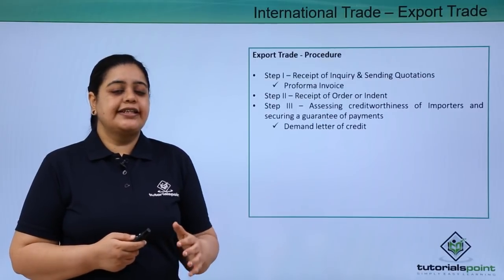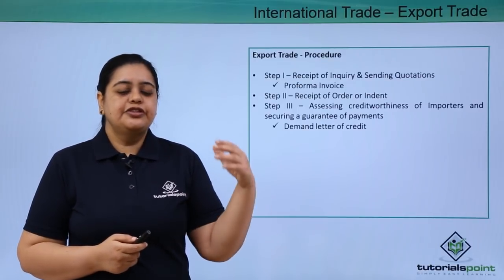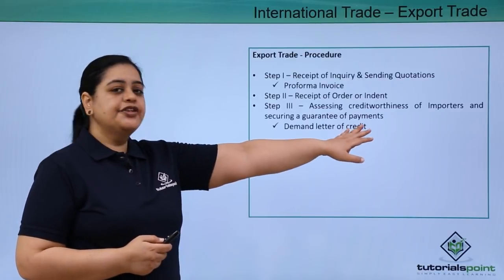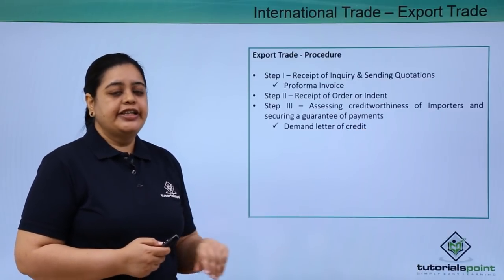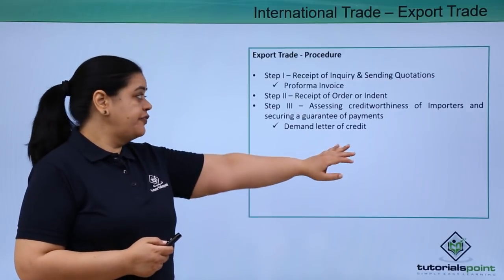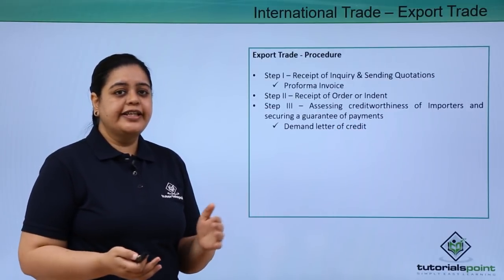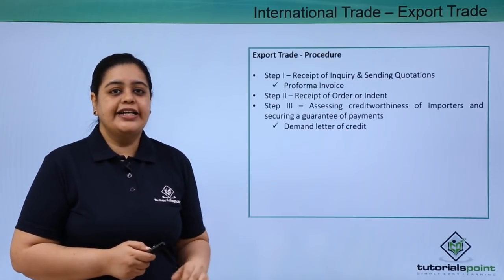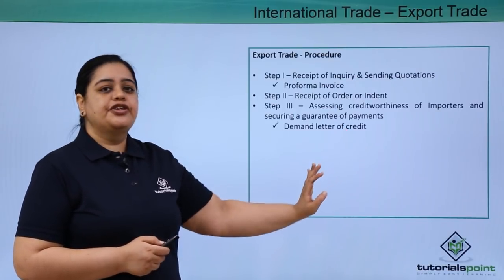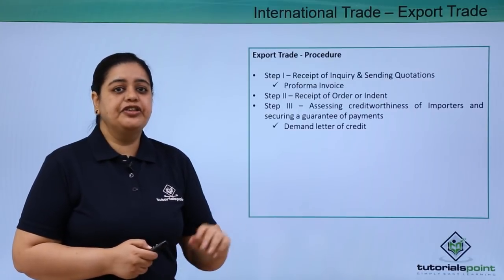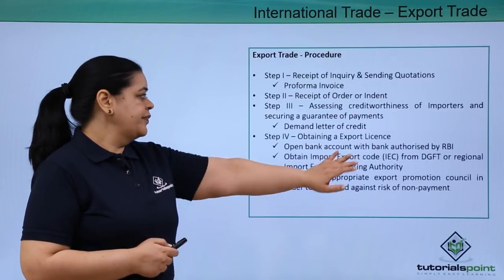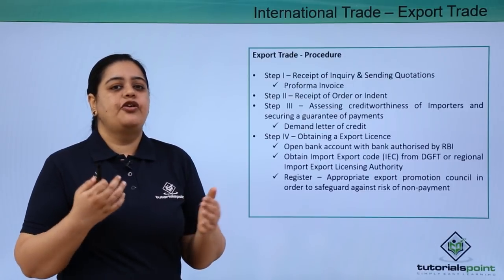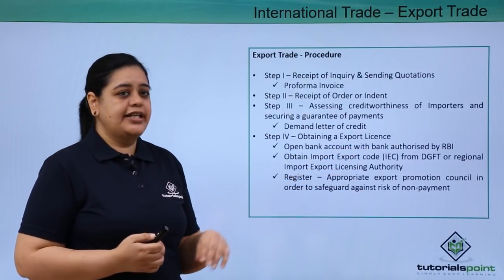So it is necessary that you ensure that the person to whom you are selling has the credit worthiness in the market, and hence you will assess the credit worthiness of the importer before promising him that you will sell the goods, and you will also secure guarantee of payments if required. So you would demand the letter of credit, which we earlier discussed. Now once that is done, the next procedure would be to obtain an export license.